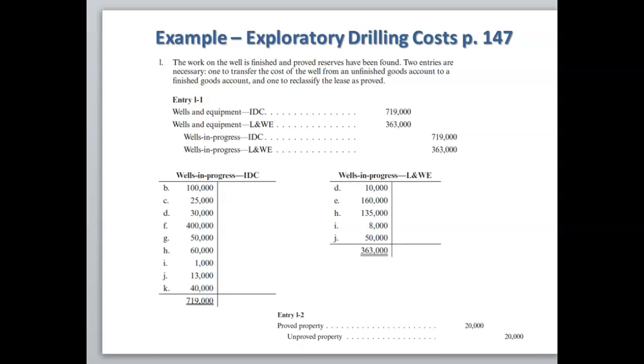Also, the amount that was debited to lease and well equipment, wells in progress, we're going to debit to wells and equipment, lease and well equipment for $363,000. That's being reclassified from the wells in progress for lease and well equipment, $363,000. In addition, the $20,000 that we had debited to unproved property, we're now going to reclassify to proved property. So we're going to debit proved property, $20,000, and we're going to credit the unproved property for $20,000.